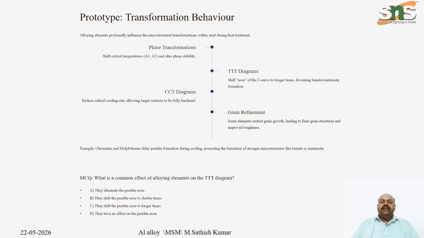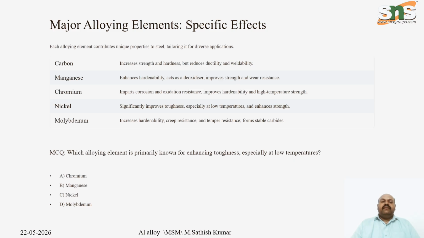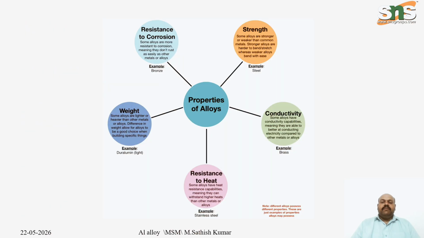So, testing alloying effects. Hardness, impact, and microstructure tests are commonly used in all the material tests. And the major alloying elements and their specific effects we have already discussed in the previous slide, that has been repeated here so that you could understand the specific effects of these alloying elements. So we have engineering applications here, and properties of alloys is given as a mind map.